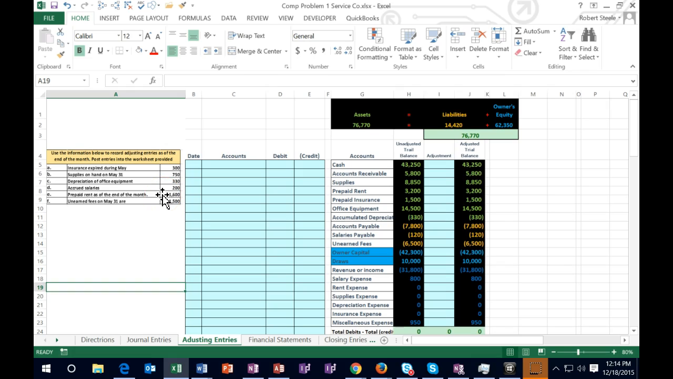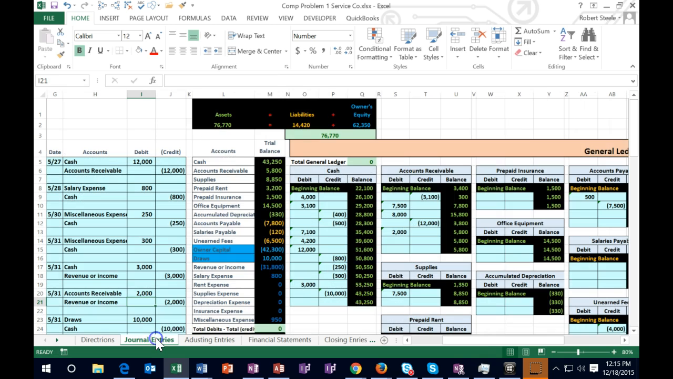Hello, in this lecture we'll be taking a look at adjusting journal entries. So we are now on the adjusting process. In the prior lecture we took a look at the journal entries for the period, so that is over here, and we ended up with this trial balance as of the end of the transactions for the month of May in this case. Now we're going to go to this tab.